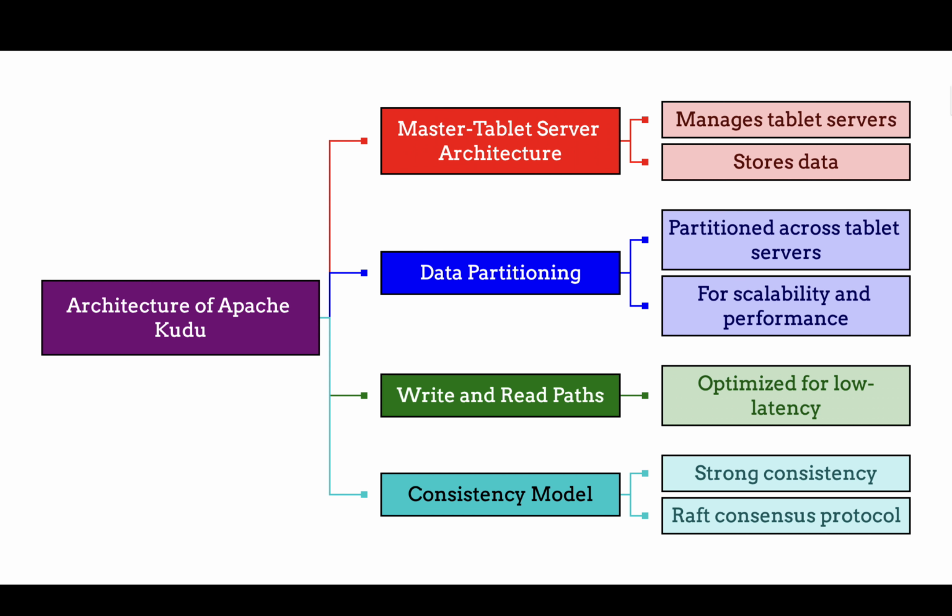Architecture of Apache Kudu. 1. Master tablet server architecture. Employs a master server architecture for managing tablet servers, which store data. 2. Data partitioning. Data is partitioned across tablet servers for scalability and performance. 3. Write and read paths. Optimized write and read paths for low latency operations. 4. Consistency model. Provides strong consistency through Raft consensus protocol.